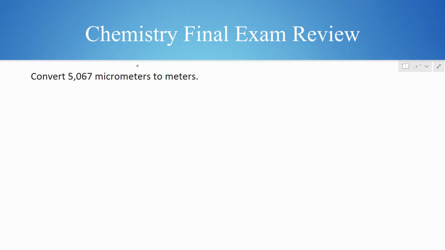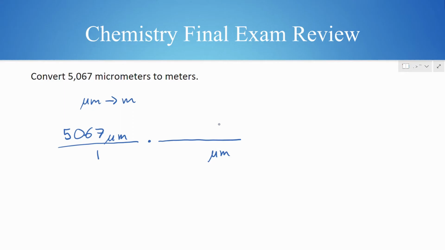Convert 5067 micrometers to meters. So we are going to go from micrometers to meters. And to do that, let's start writing our equation. So all of this is going to be over 1, and we are going to convert this to meters, so we need the conversion factor. Micrometers are going to go on the bottom because we want them to cancel out, and meters are going to go on the top.